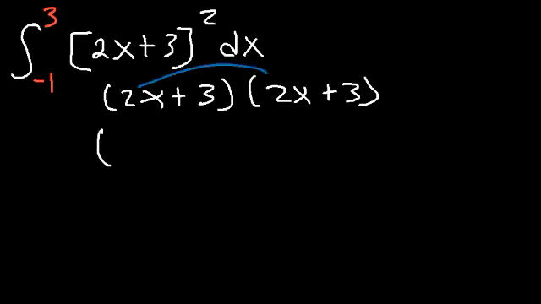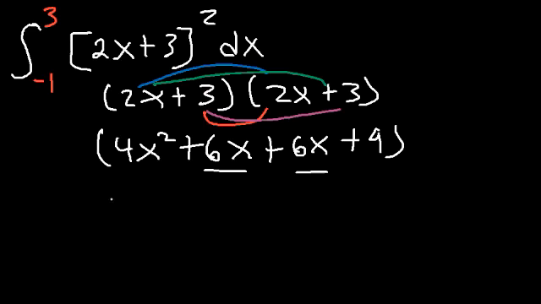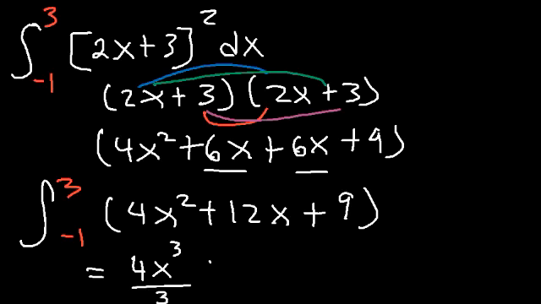2x times 2x is 4x squared, and 2x times 3 is 6x. And then we also have 3 times 2x, which is another 6x. And finally 3 times 3, which is 9. So now let's combine like terms. So this is equivalent to 4x squared plus 12x plus 9. So now at this point we can find the antiderivative. The antiderivative of 4x squared is 4x cubed divided by 3. And for 12x, it's going to be 12x squared divided by 2. And for the constant 9 is simply 9x.